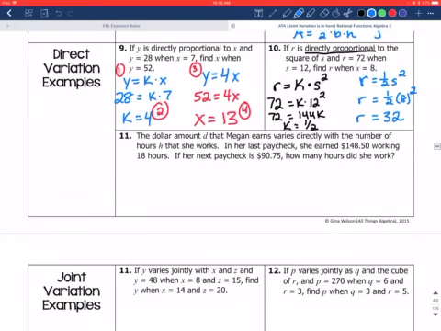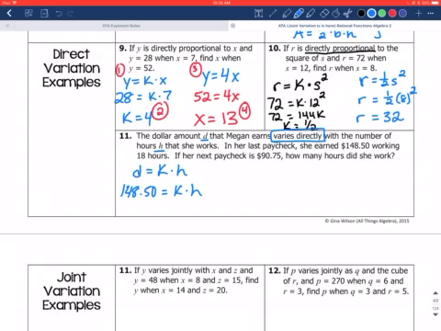Okay, so this is a good example of direct variation. The dollar amount that Megan earns varies directly with the number of hours she works. So sometimes they'll give you these little variables right here. That's really nice and neat. Sometimes they won't. So be looking out for what two things we are comparing here. So the dollar amount, D, varies directly with the hours she works. This is like what I was talking about earlier. In her last paycheck, she earned $148.50, and she worked 18 hours.